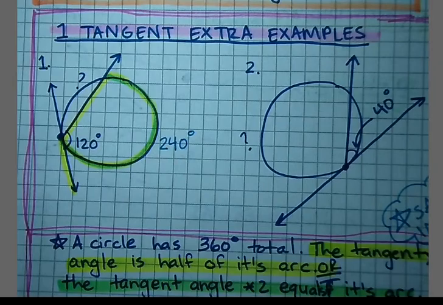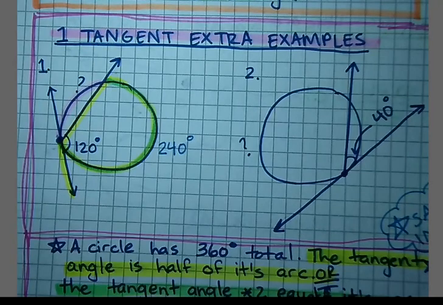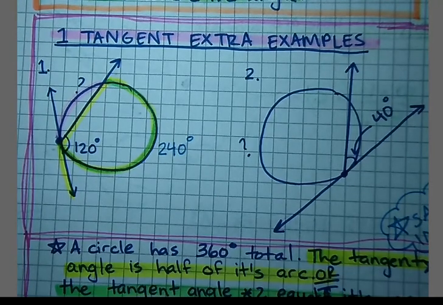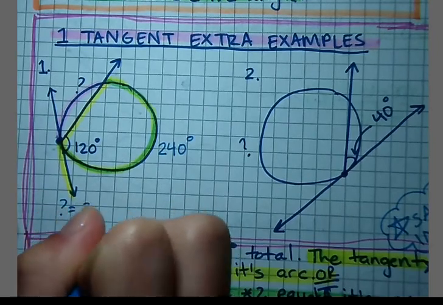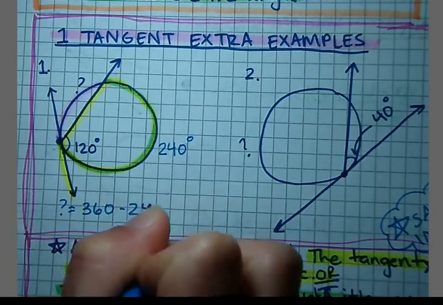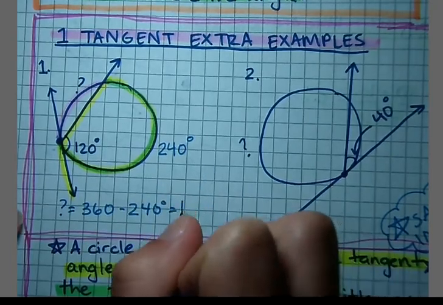But this problem is actually asking for this part of the circle. Since all the arcs add up to equal 360, all we need to do to find the question mark is 360 minus 240, which is 120.